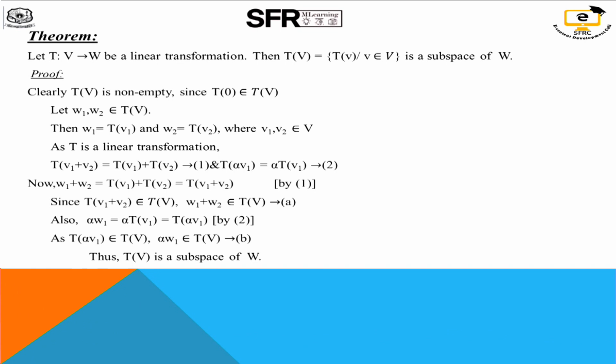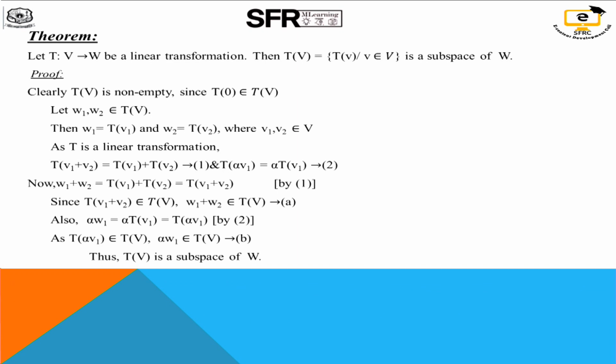First of all, to prove it is a subspace, we have to prove that it is a non-empty subset satisfying the addition condition and scalar multiplication. That is, when two vectors are added, the sum also belongs to the set T of V, which means addition is closed. And next, scalar multiplication also belongs to the set T of V. A non-empty set satisfying the closure property and scalar multiplication is a subspace. Here, for the first condition, to prove closure, we are taking two elements w1 and w2 belonging to the set T of V.